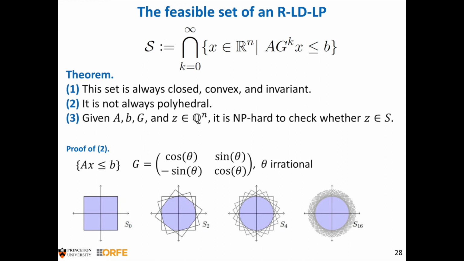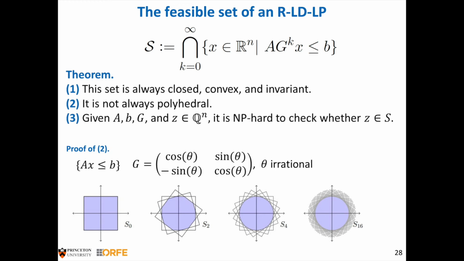Could that be empty? It could definitely be empty sometimes. Yes, absolutely. Just think of the situation where you have a stable G, so G is 1/2, and your polyhedron is here. Everything will eventually leave and go to the origin. That can happen. And it is NP-hard to check whether a point is in this set, whether a point stays in it, which is the question.